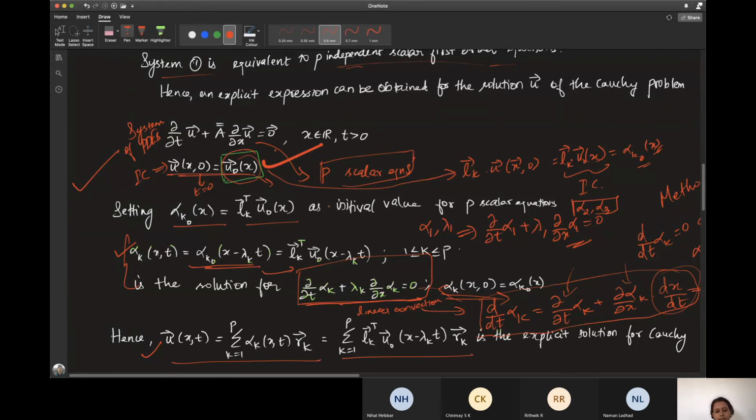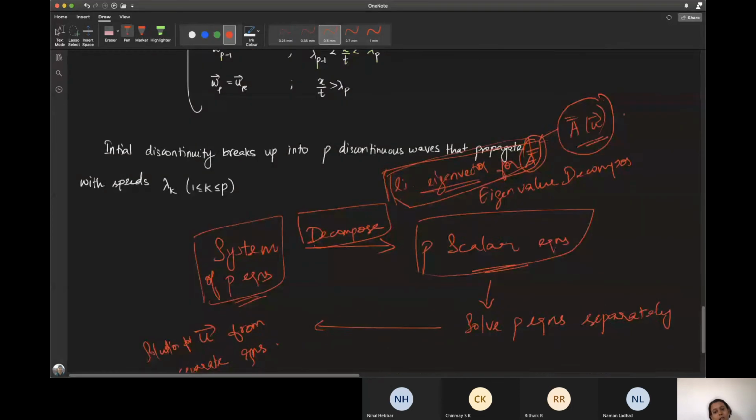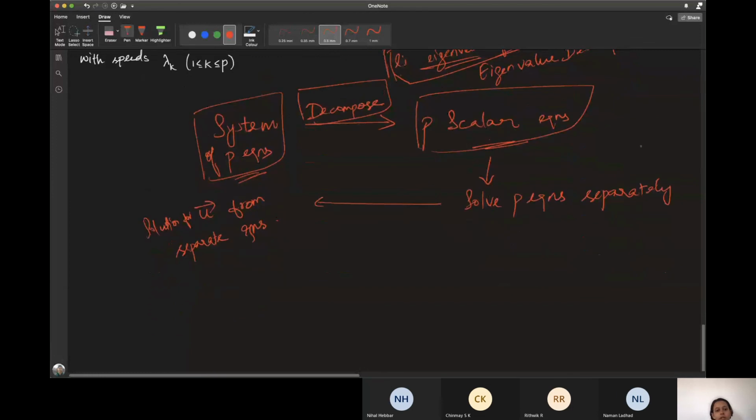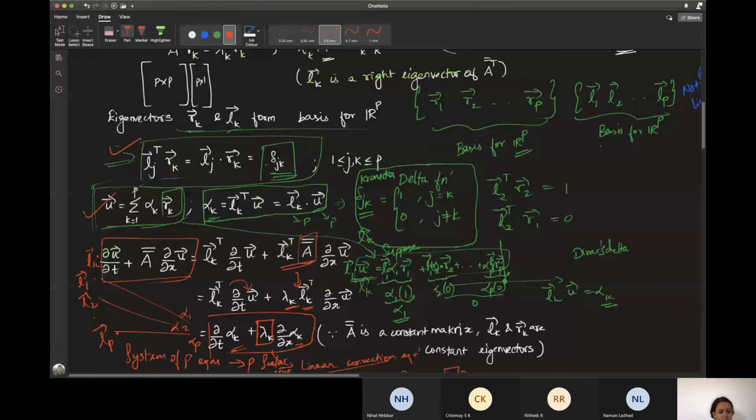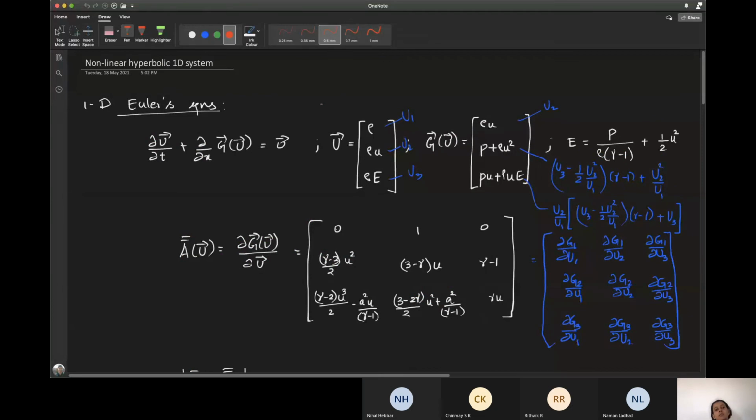I'll start the problem where your matrix will be a function of the u vector. We'll start such a problem next class. Even for Euler's equations, can I just give some introduction to that? This is just some simple thing.